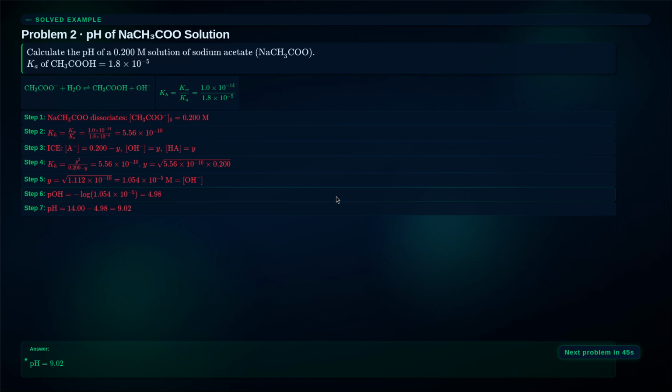Step 6. pOH equals negative log of 1.054 times 10 to the negative 5, which equals 4.98. Step 7. pH equals 14.00 minus 4.98, which equals 9.02. The solution is basic. Final answer, pH equals 9.02.